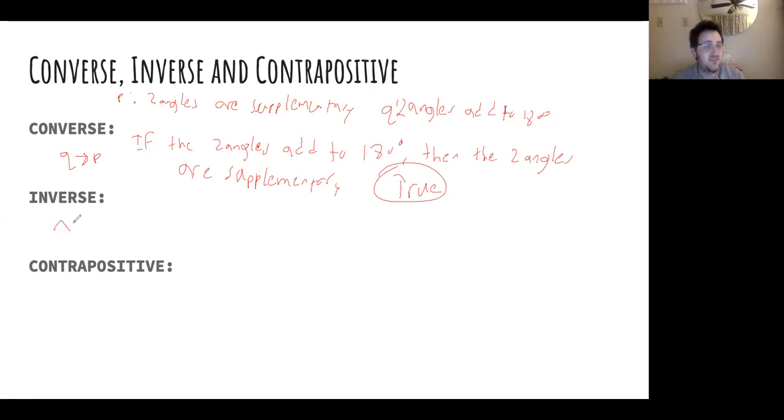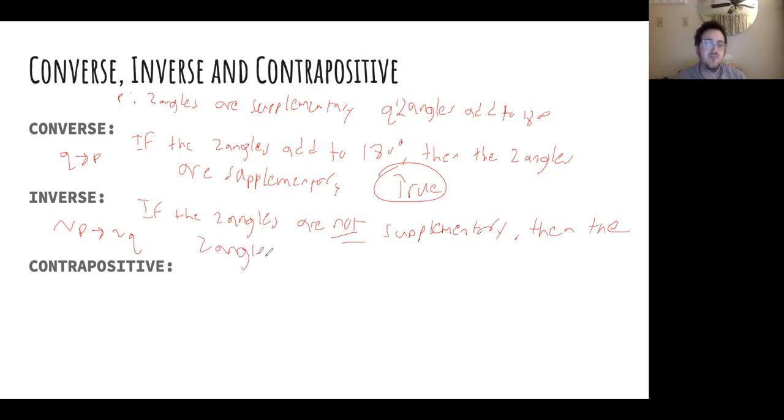All right, now let's look at the inverse. So the inverse is not P arrow, not Q. So if the two angles are not supplementary, then the two angles do not add to 180 degrees. And that is also true. So obviously, if they add to 90, we can't call them supplementary, or if they add to like 145.